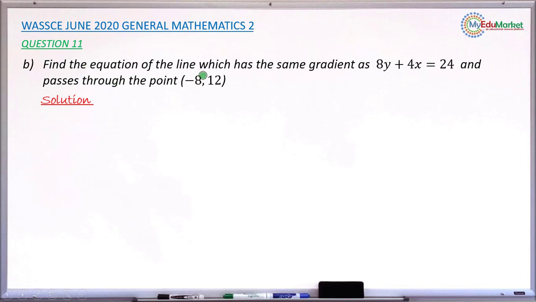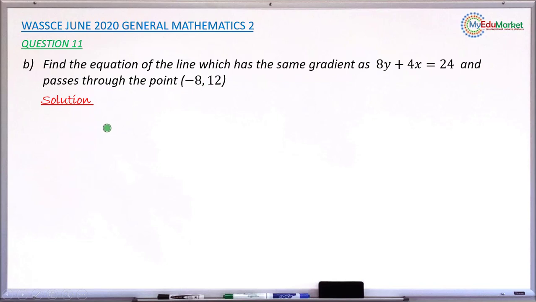Going back to the question, the line that we are asked to write its equation has the same gradient or slope as another line with this equation 8y plus 4x equals 24. So we are going to determine the slope of the line from the slope of this very equation. And the line passes through a point with this coordinate. So for the line that we are asked to write its equation, we can determine its slope, and we have the coordinate of a point on that very line.